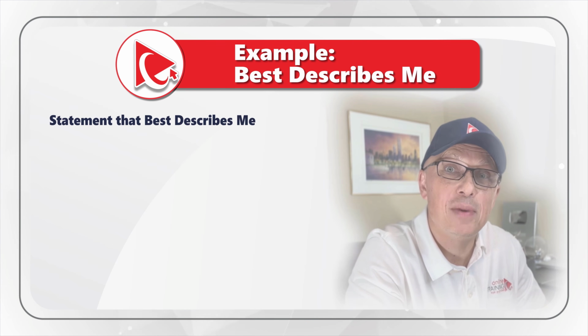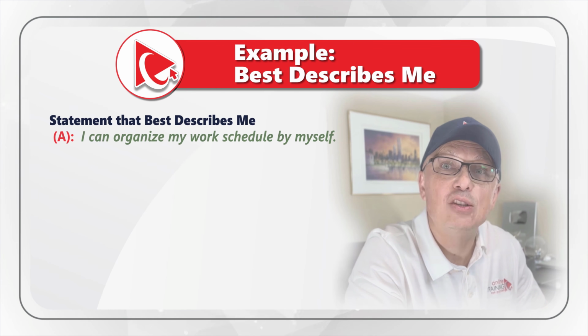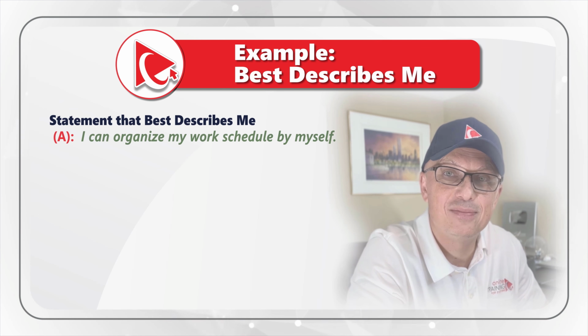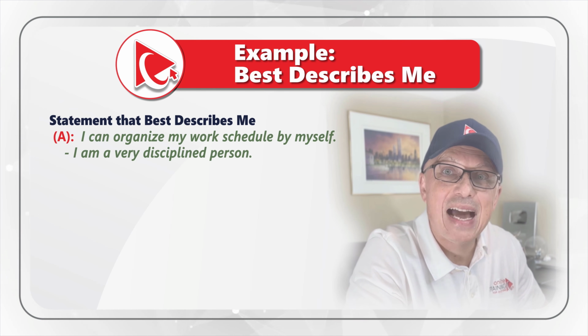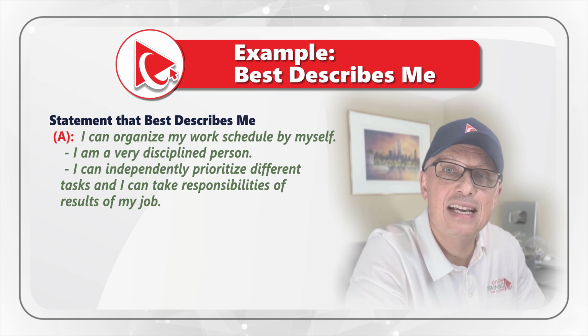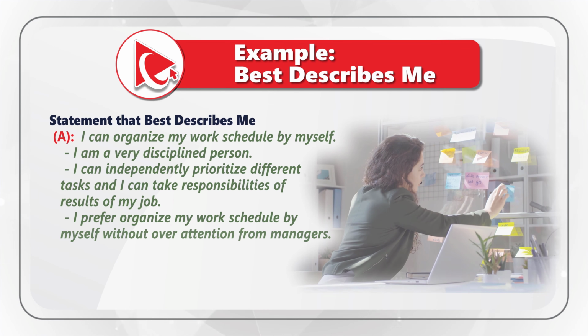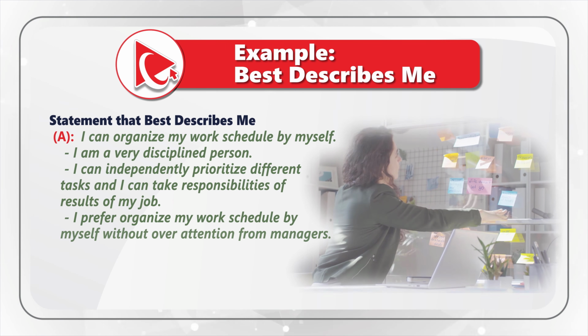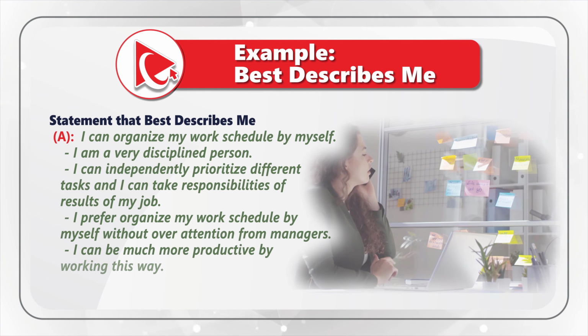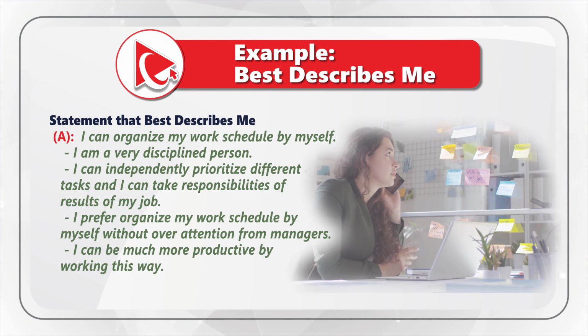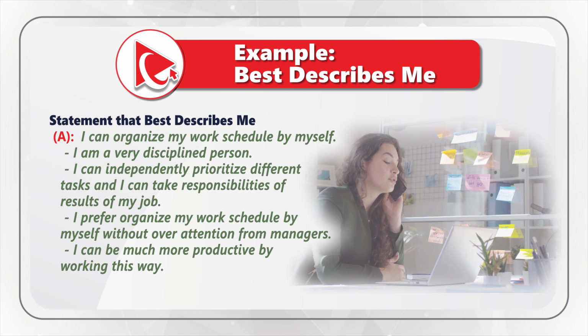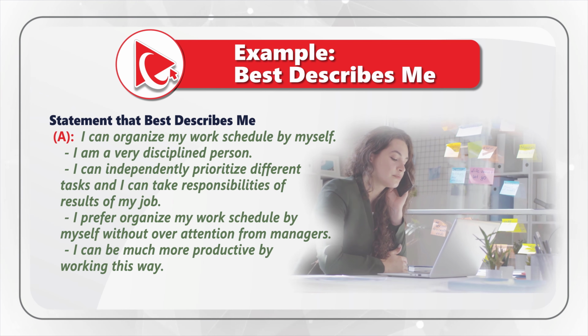One of the choices that you might select would be choice A. I can organize my work schedule by myself. I am a very disciplined person. I can independently prioritize different tasks, and I can take responsibility of the results of my job. I prefer to organize my work schedule by myself without over-attention from managers. I can be much more productive by working in this way. This is why I selected the choice A. I can organize my work schedule by myself.